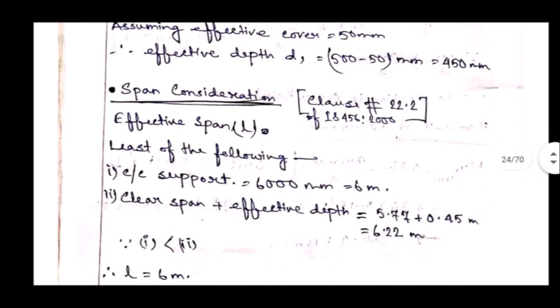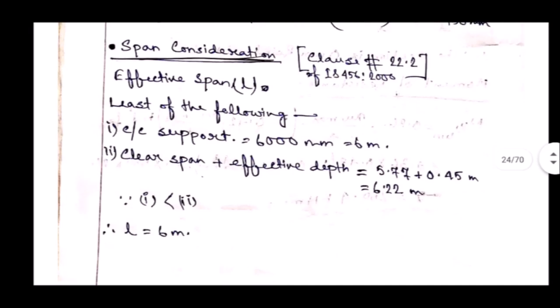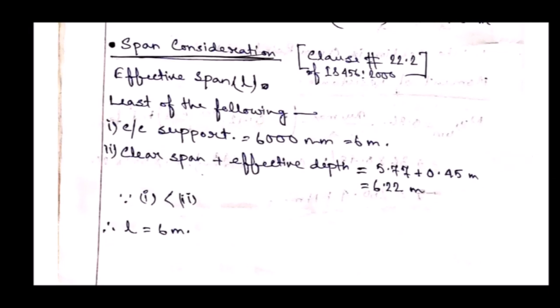Now the next step is span consideration. For span consideration, what we have to consider is written in clause 22.2 of IS 456-2000. If you go to the code, you can see this assumption at clause 22.2. The effective span is the least of the following: center to center of supports, which is already given as 6000 mm or 6 meters, and clear span plus effective depth, that is 5.77 meters plus 0.45 meter, equal to 6.22. So the least of the two means we consider an effective span of 6 meters. We have to design for a 6 meter effective span.